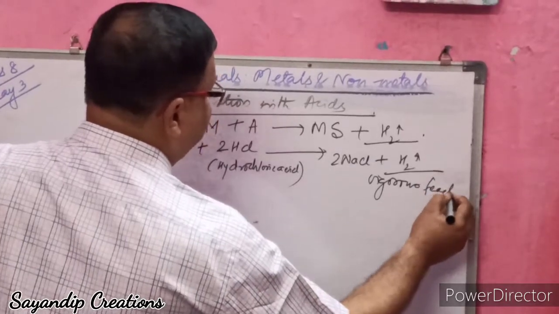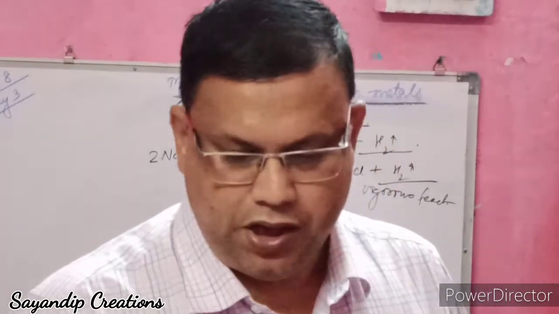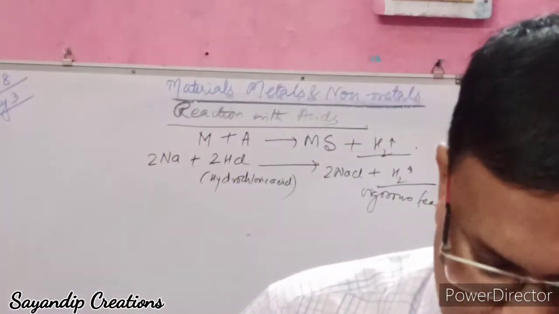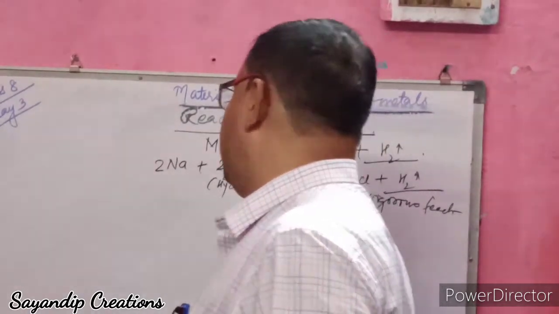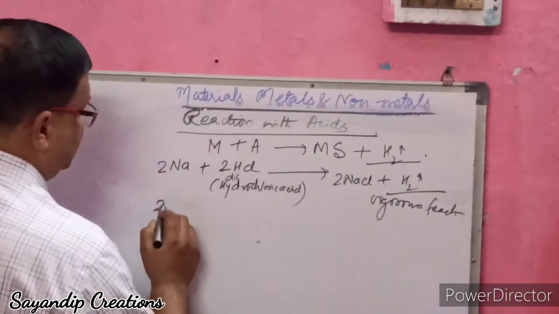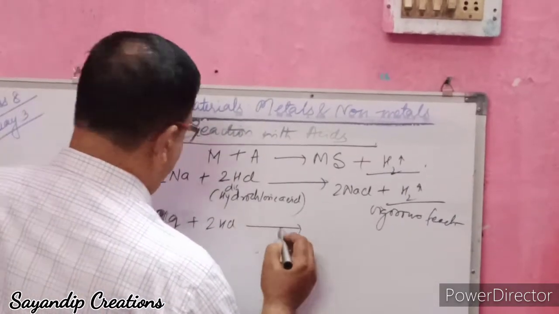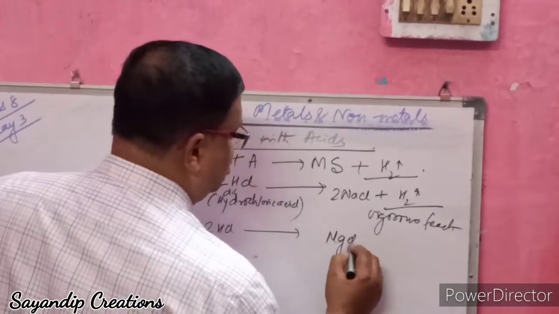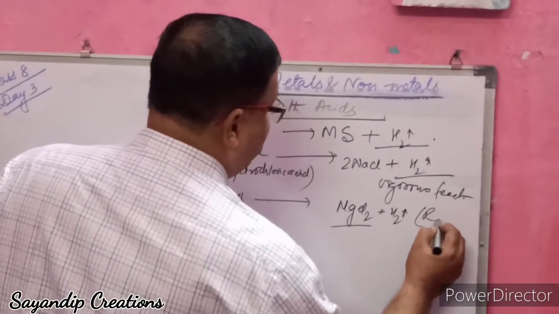Same thing, if it reacts with magnesium, it will be a rapid reaction. And all these acids are dilute acids. If it reacts with magnesium, Mg plus 2HCl, it forms MgCl2 plus hydrogen gas. This is also a rapid reaction.